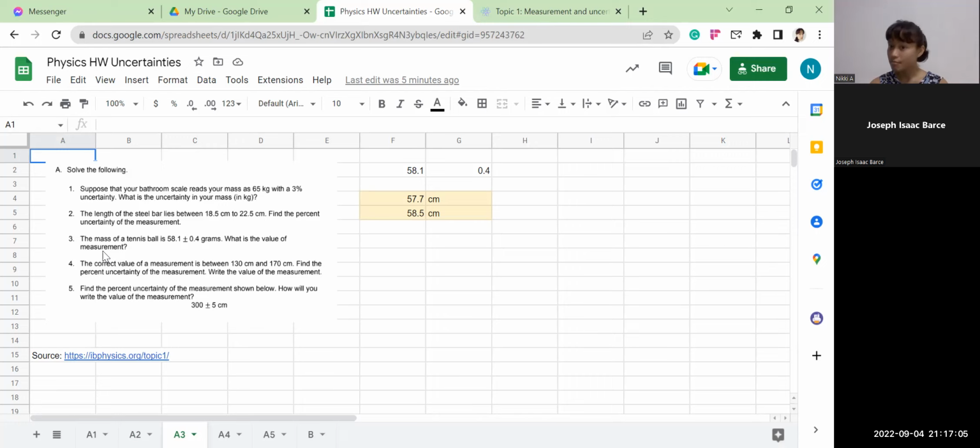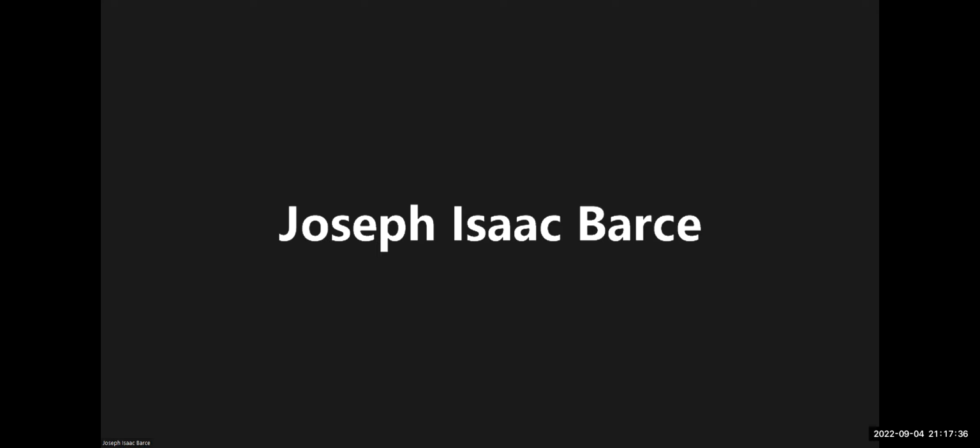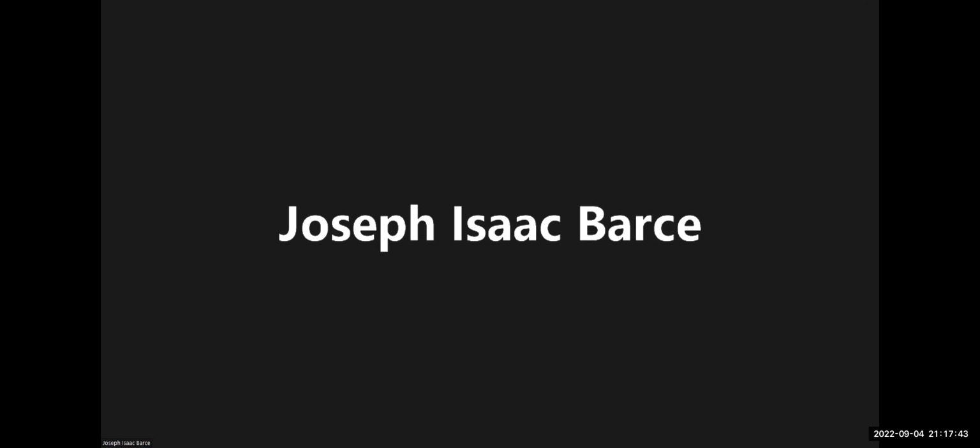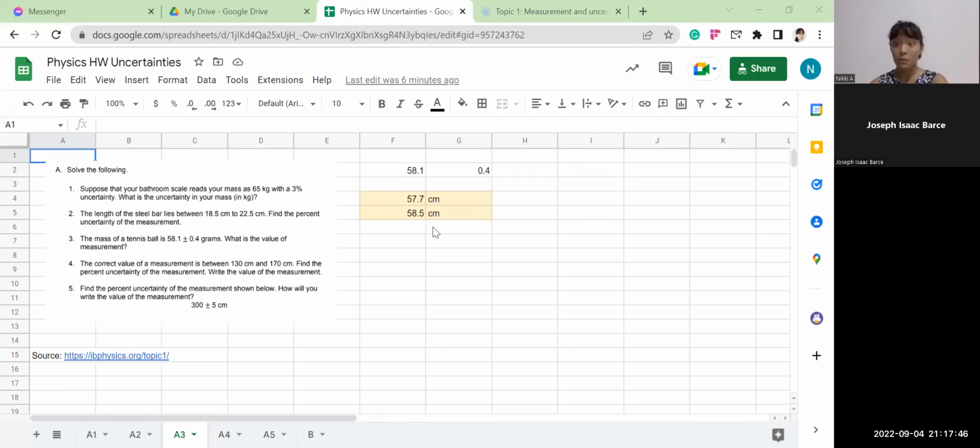So how do you solve x? Formula. Go. Is it delta x over x times 100% too? But the value of delta x is given, and there is no x. So, let's go back to number 2.